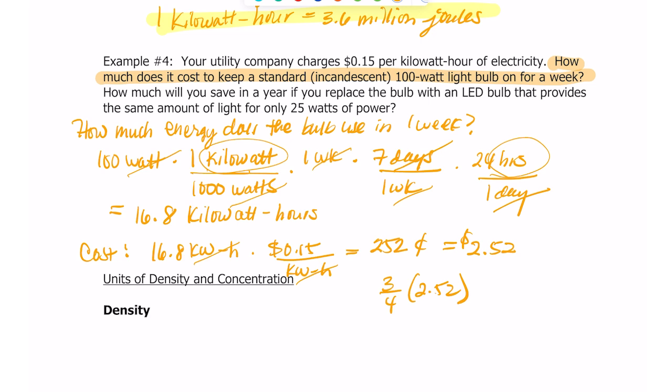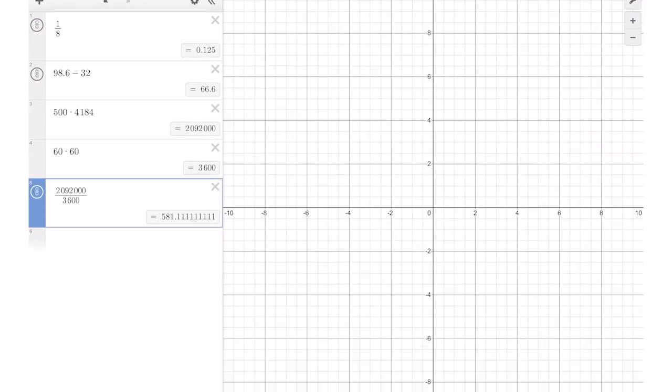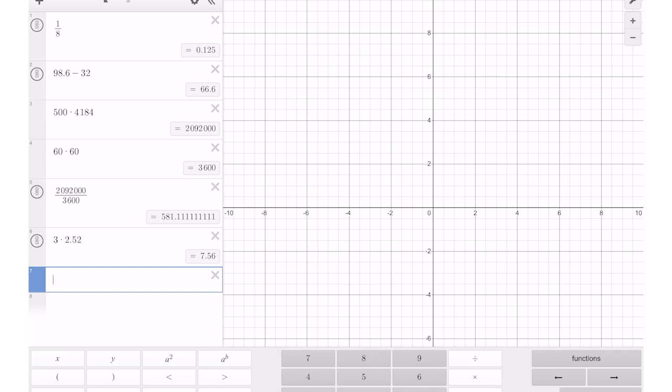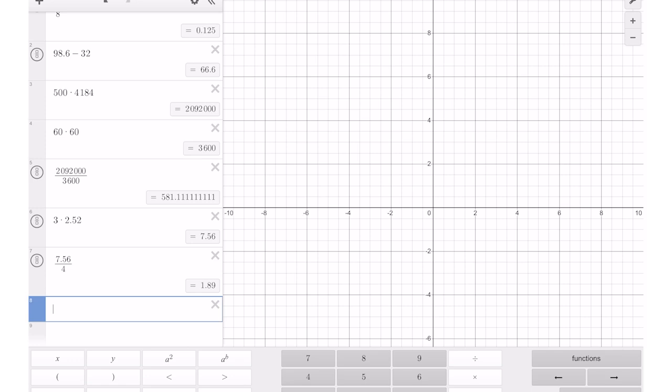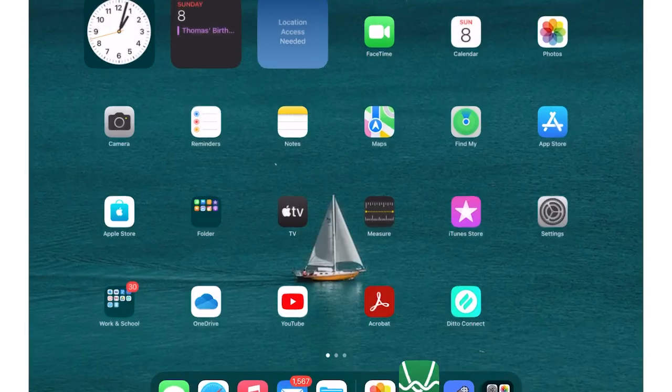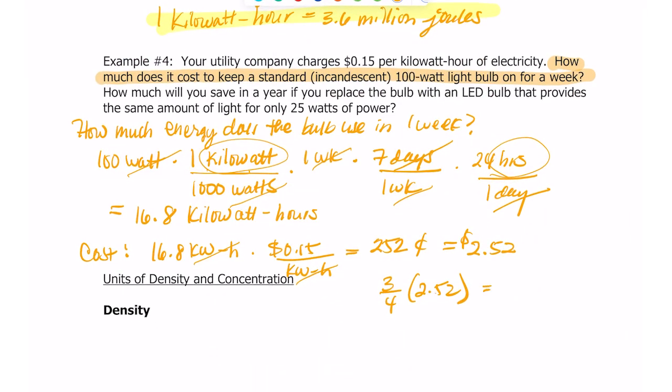So 3/4 times 2.52. There's a couple ways you could do that. You could do 3 times 2.52 and then divide that answer by 4. Another way is to change 3/4 to a decimal. So 3 divided by 4 is 0.75. Then multiply that by 2.52 and you get 1.89. So this is equal to $1.89, and that would be, of course, per week.